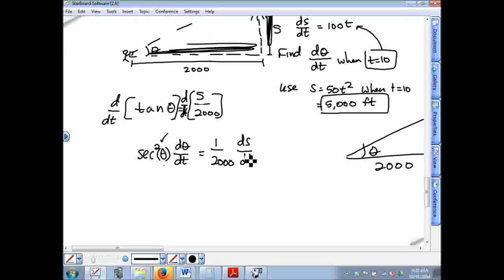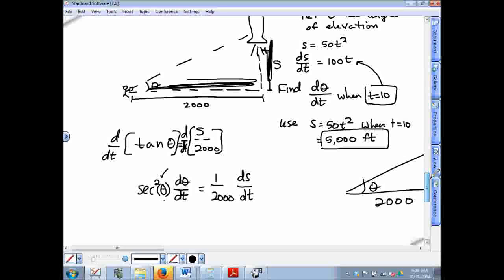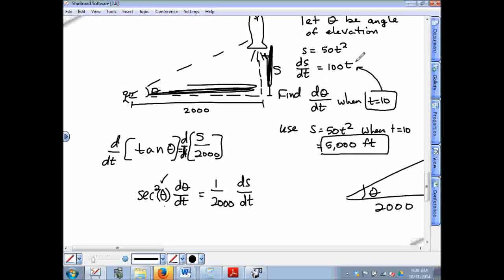What else are we missing? We know theta now. Did we ever have dsdt? Yeah, dsdt is 100t, but t is equal to 10. So 100t is 100 times 10, 1,000. So we know dsdt. We know theta. And we're trying to find d theta dt. How do we isolate this? We've got it divided by secant squared of theta, so we can divide by secant squared.